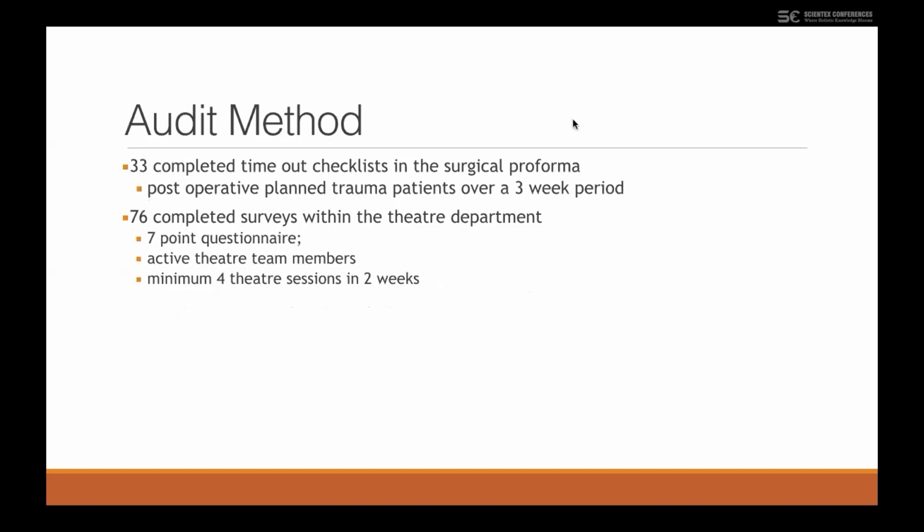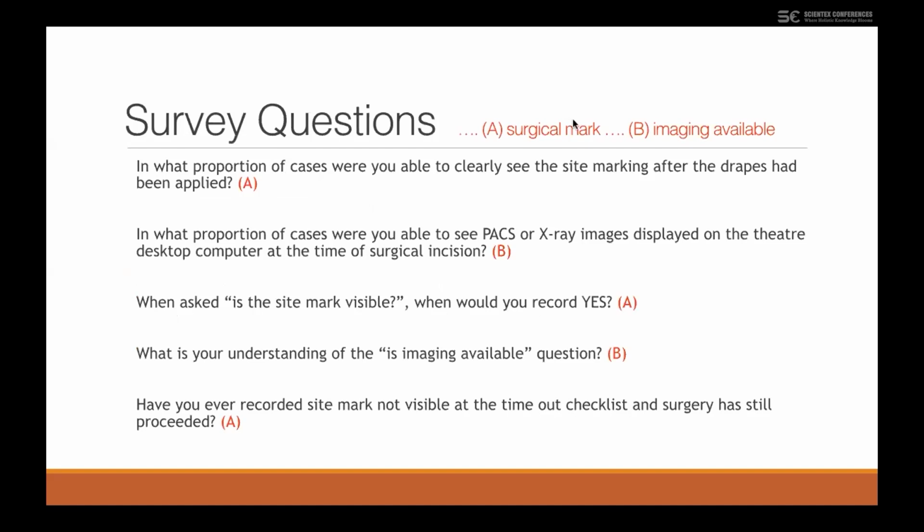These are our audit methods. The first part, we collected and analyzed 33 completed timeout checklists over a period of 3 weeks in the trauma settings. And the second part, we distributed survey questions to 76 theatre staff, and we analyzed their answers. So each survey has 7 questions. The 2 core questions are based on surgical marking and whether imaging is available. This is an example of some of the questions that were asked.